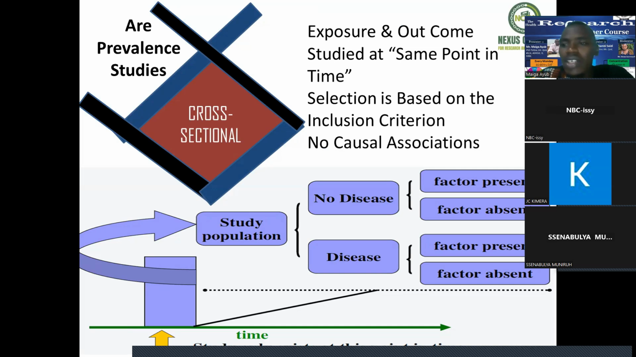So you're studying the outcome, which is anemia, and also the exposure, which is eating iron-rich foods. So you're studying them at the same time. I hope I'm clear on that. That is what the diagram here shows: you're studying disease, those who have anemia and those who don't, and then you're studying whether they take iron-rich foods or they don't, okay?